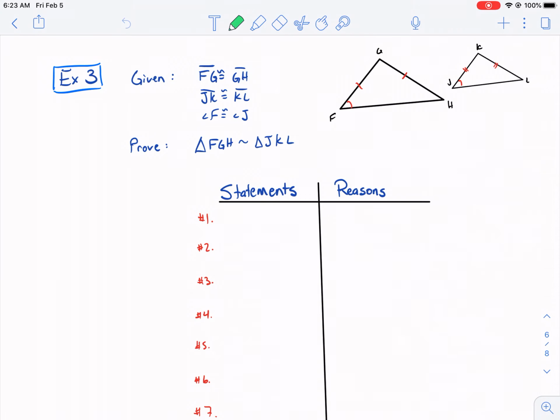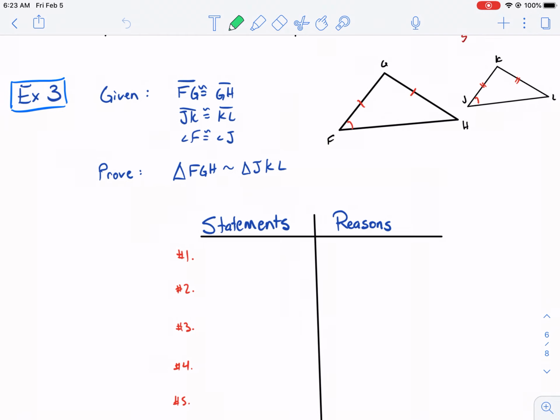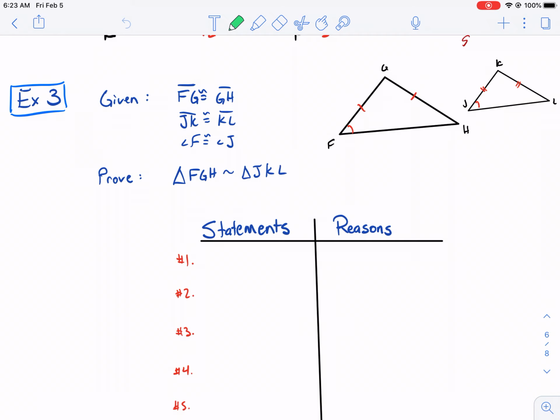So welcome back. You've been dying to know how to do these proof problems and some of these examples in section 7.3, so I'm going to show you how to do it. Now we have this problem, example 3, where we're given that FG is congruent to GH.